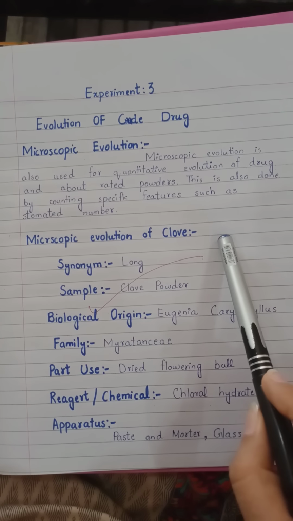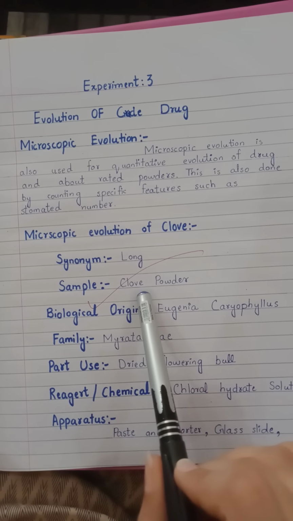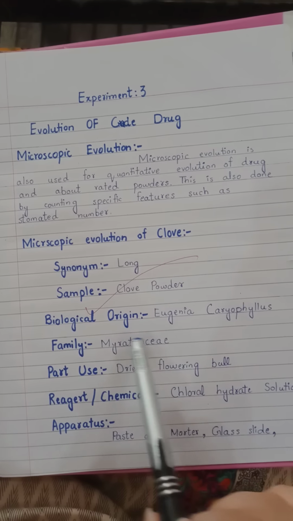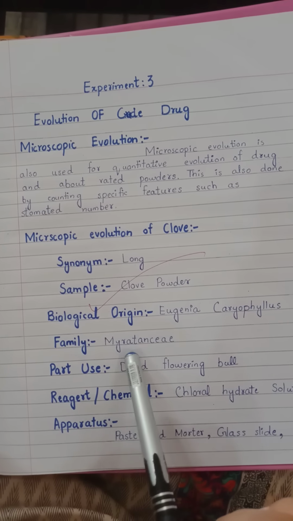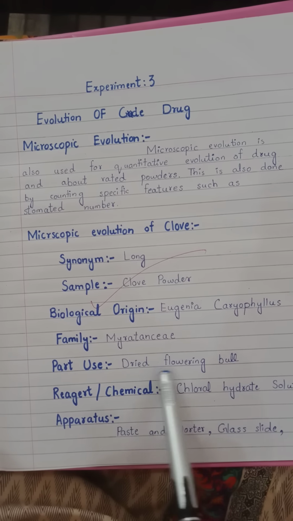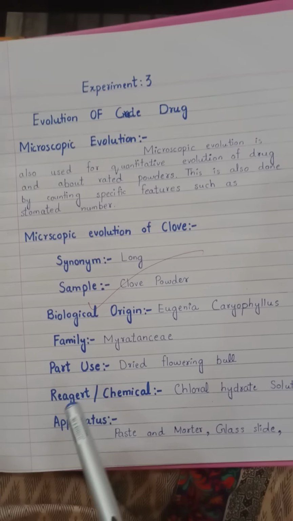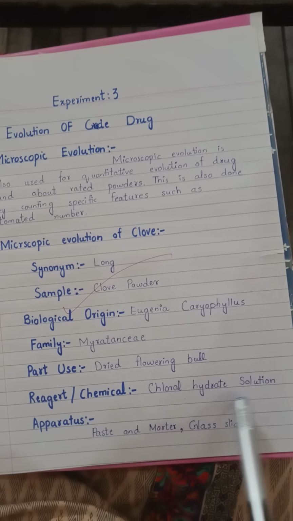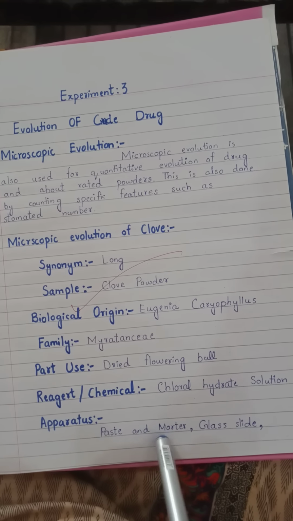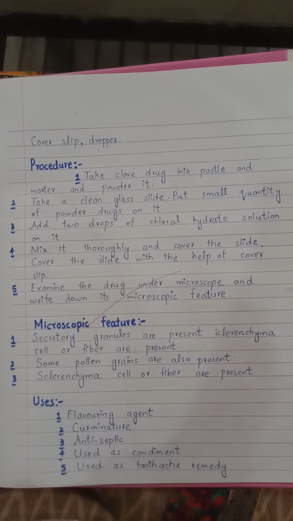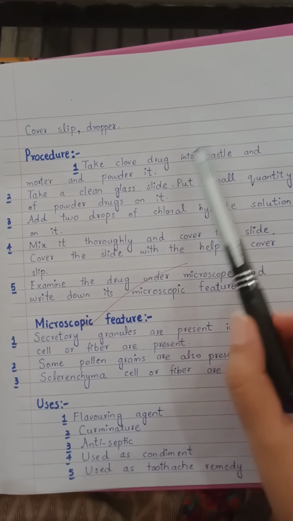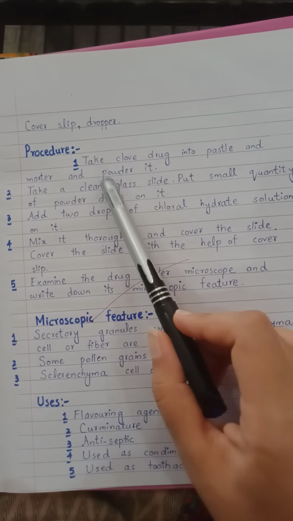Microscopic evaluation of clove. Synonym: laung. Sample: clove powder. Biological origin: Eugenia caryophyllus. Family: Myrtaceae. Part used: dried flower bud. Chemical: chloral hydrate solution. Apparatus: pestle and mortar, glass slide, cover slip and dropper. Procedure: take clove drug into a pestle and mortar and powder it.